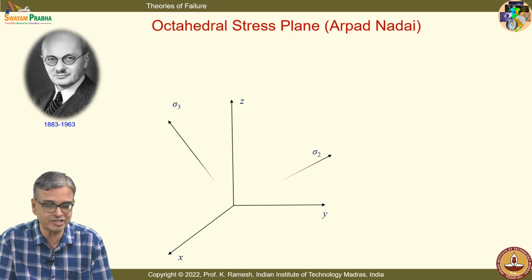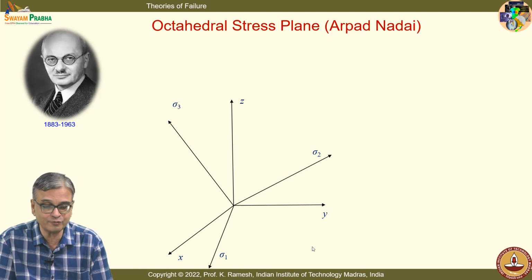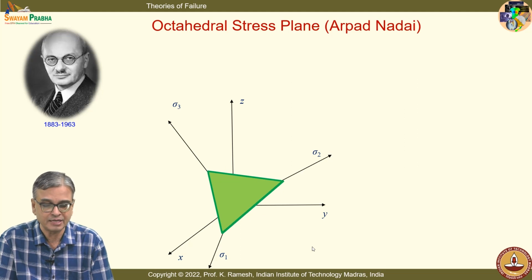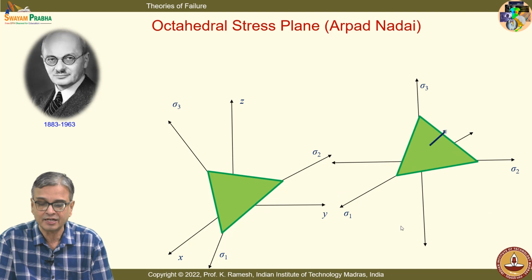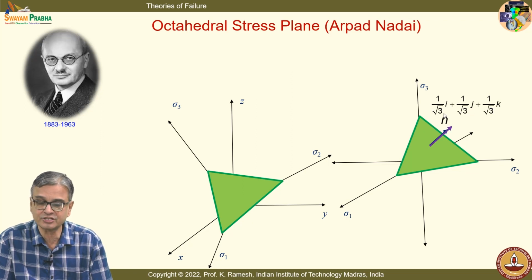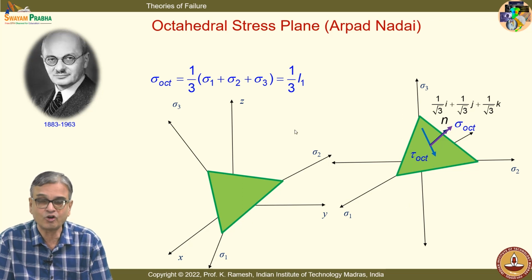It is also very nicely illustrated here, because when I have a reference axis as x, y and z, you can have different orientations of sigma 1, sigma 2, sigma 3. From there it starts and it goes to the reference axis as sigma 1, sigma 2 and sigma 3, and you have the direction cosine 1 by root 3 i, 1 by root 3 j, 1 by root 3 k, and you have the normal stress and the shear stress acting on it. Normal stress is 1 by 3 of sigma 1 plus sigma 2 plus sigma 3, which is 1 by 3 I1, and you have the octahedral shear stress. We have just now got the expression.